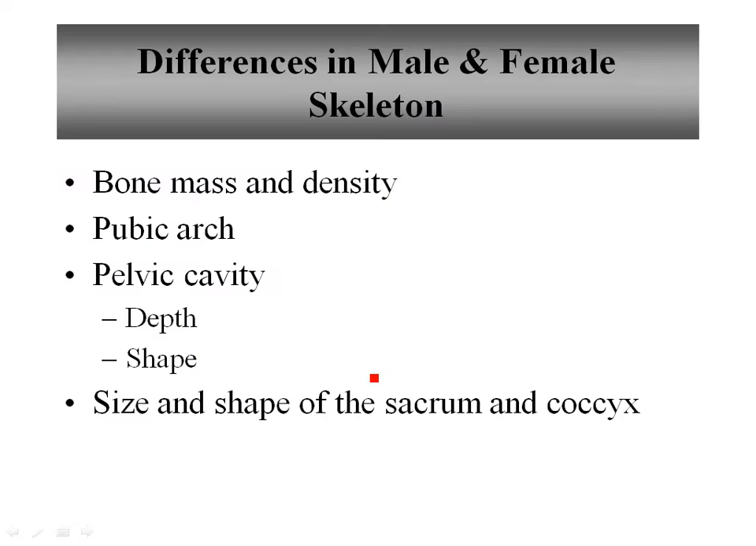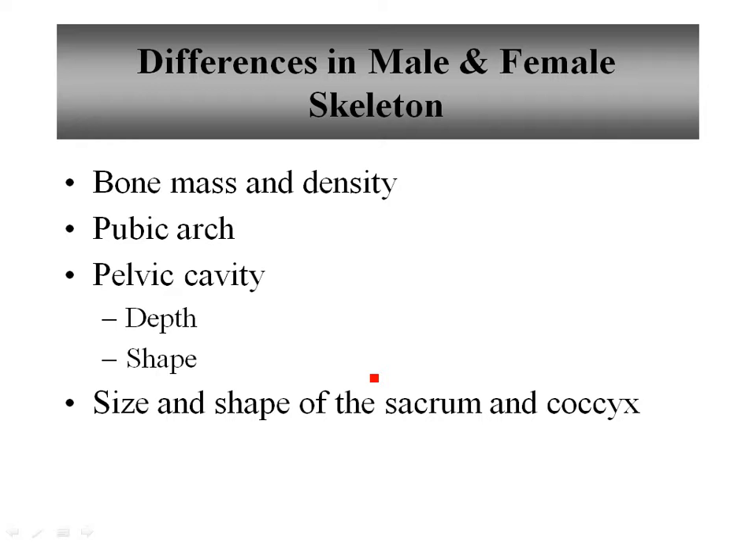Alright, so let's begin by talking about differences in the male and female skeleton. There are quite a few differences that should be pretty obvious. First of all, males have a greater bone mass and greater bone density. So the bones on males are slightly thicker and tend to be larger and also longer. And the density, or the mass, how much stuff there is within those bones, tends to be greater in the male as well.